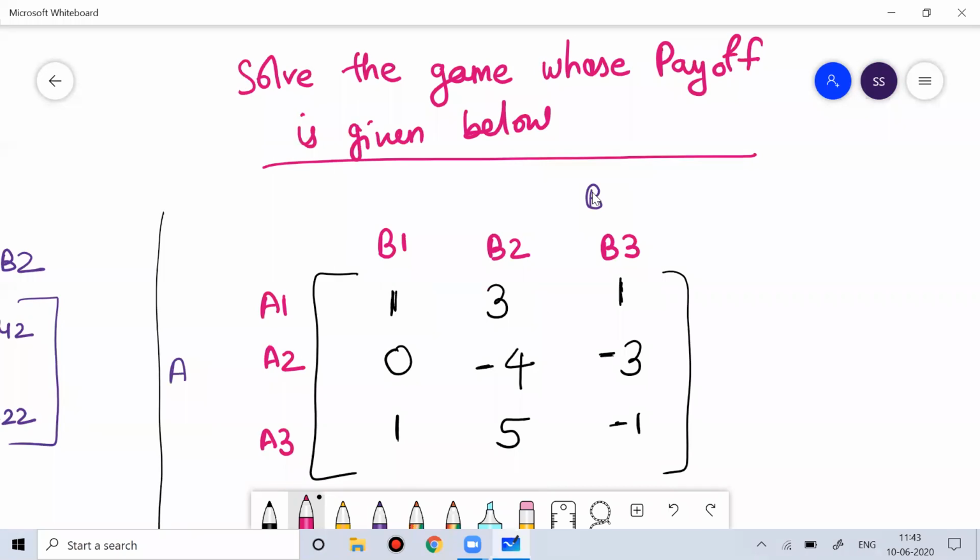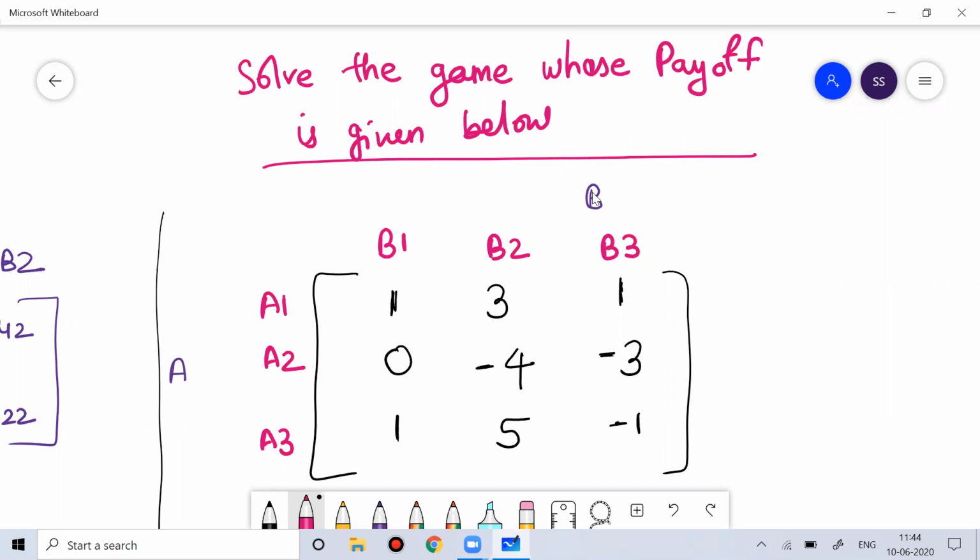So two players are there, player A and player B, and their payoff is given to you. Always remember, whenever we see the payoff diagram in game theory, the payoff output is always given from the perspective of the person whose name is written on the left-hand side, and it is opposed to the person whose name is written at the top. You have to solve this game.